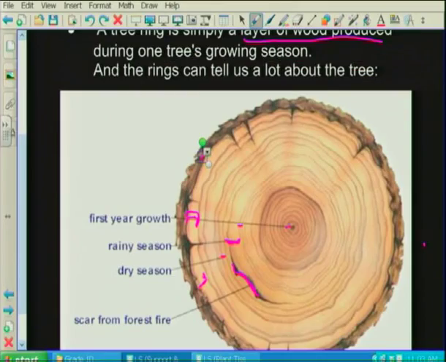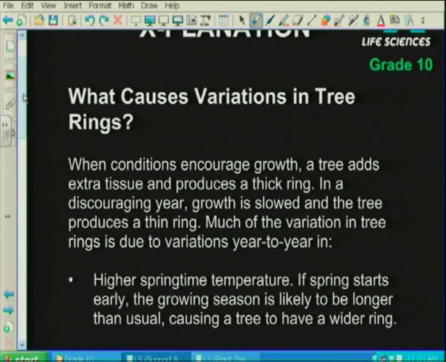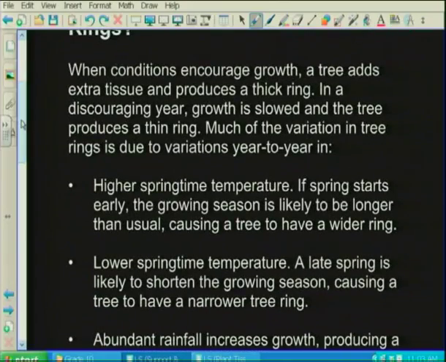Earlier on, the tree grows faster, so the xylem is bigger. The cell walls aren't as thick, so it is lighter. And now when it is later in the season, it grows slower. The xylem's walls are thicker, so it is darker. Now, what causes variations in the tree rings? I've mentioned a couple of conditions, so we can look at this a bit more in detail.